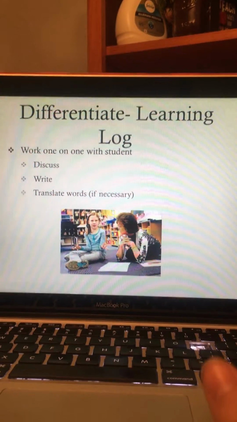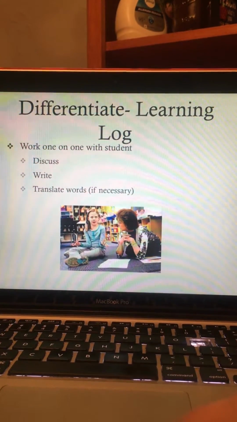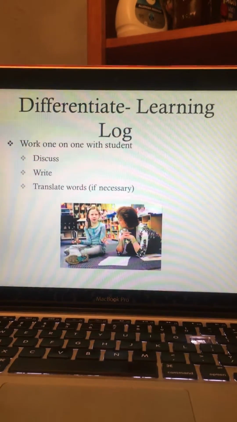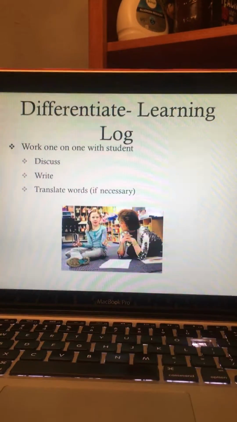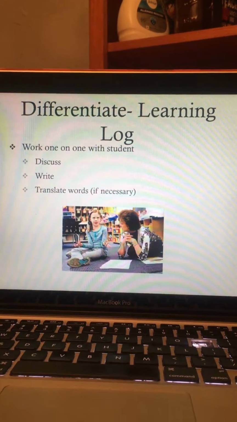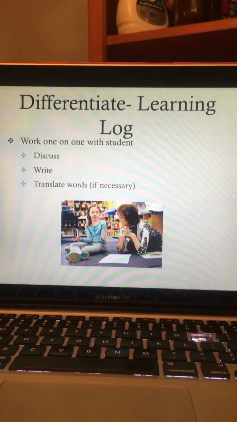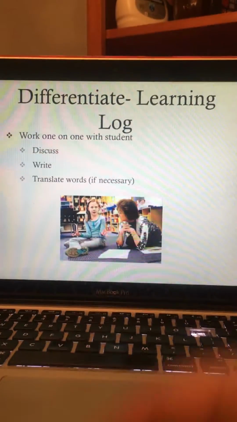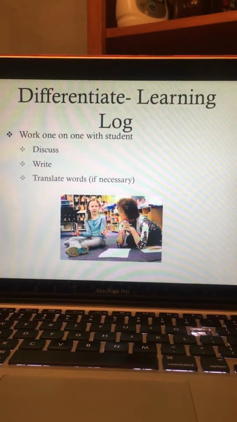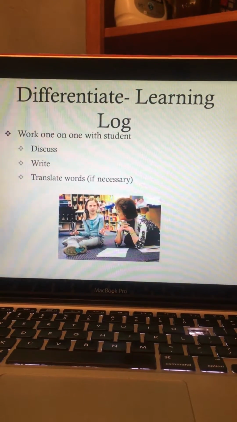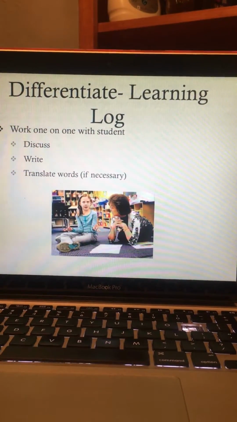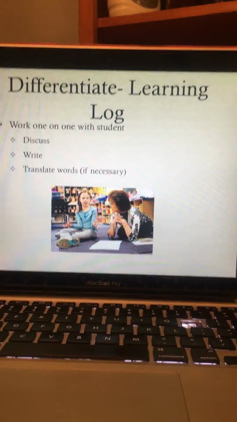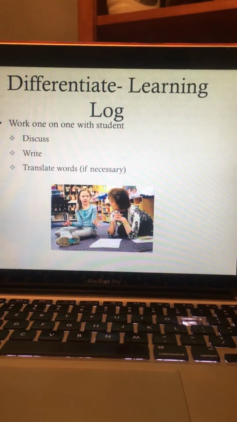To differentiate the learning log, I spoke of this on another slide. I would want to work one-on-one with her. I feel that's very beneficial for her because then she's not alone. She's not sitting at her desk trying to process what's happening, thinking of what she needs to write about. She has the comfort of another adult sitting by her, helping her through it. So the communication alone is what I think is very important.